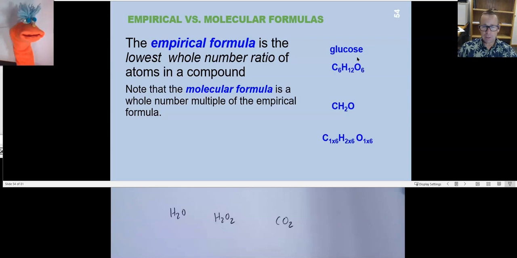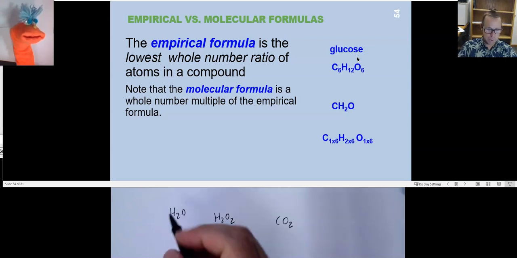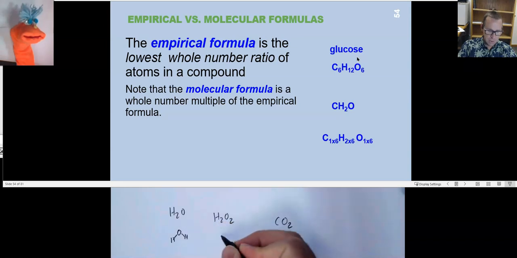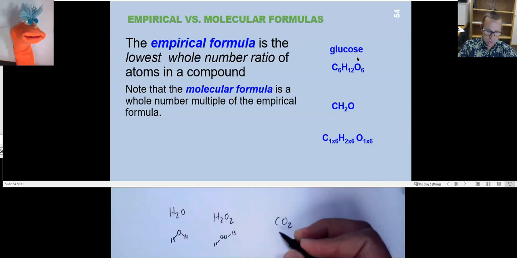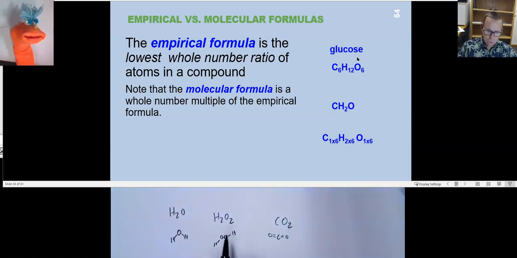Okay, and we call these molecular formulas because this is how the molecule exists as it does whatever business it's going to do. So this is 2 oxygens and a hydrogen. This is carbon dioxide, like that. Okay. So these are called molecular formulas because that is what the molecule looks like when it's doing its interacting with other compounds and so forth.